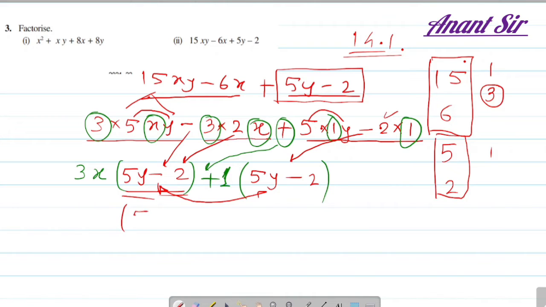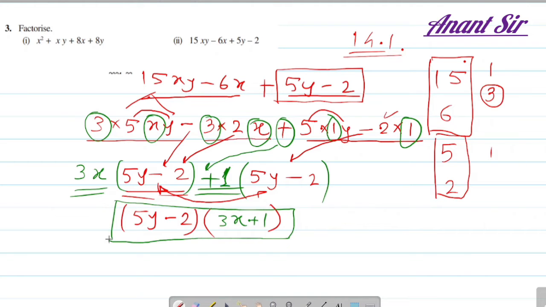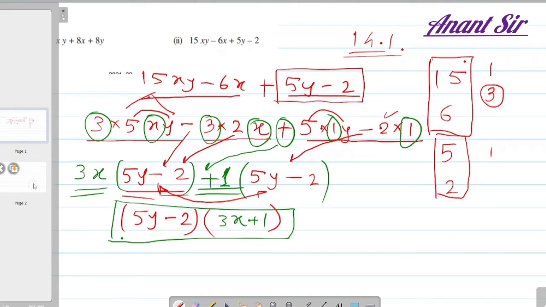Now what you have to do is write that bracket and write the terms which are outside in the next bracket. So which were the terms which were outside? 3x plus 1. Write that in the second bracket. So this is your final answer, friends. So let's move on to solve the next question.